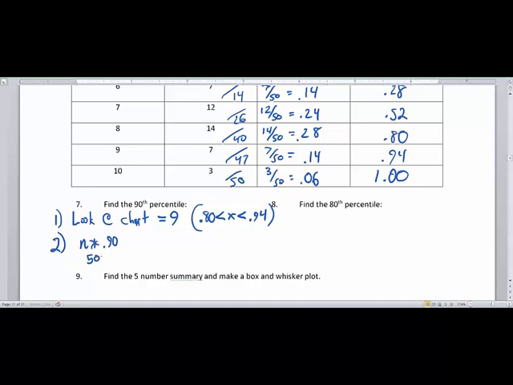So 50 times 0.90 is the 45th person from the bottom. Now, how I know that would be somebody getting 9 hours of sleep is if I'm at the 50th person and count back 3, that would put me at the 47th person. Then the 46th and 45th would be at 9 hours of sleep. So this answer can be achieved in many different ways. One way is looking at the chart, the other way is doing this quick, simple little formula.